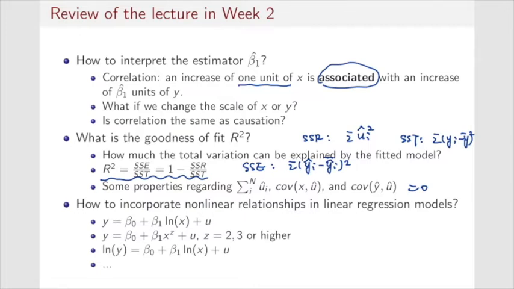In the third video, we learned what linear means in linear regression models. It's linear in the parameters, not in the dependent or the independent variables. Therefore, we can easily incorporate nonlinear relationships into the simple linear regression models. For example, we can consider the linear-log model, quadratic form or cubic form, or log-log model. Once you have a sample and you estimated the parameter beta 1 hat, make sure you know how to explain this beta 1 hat.